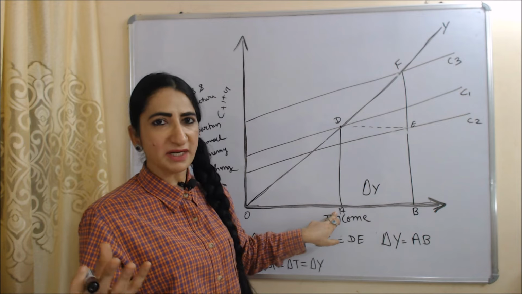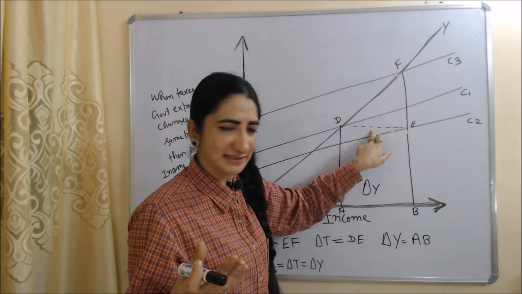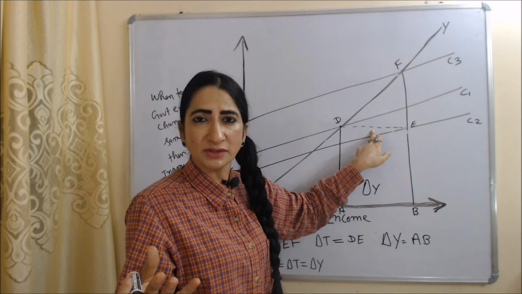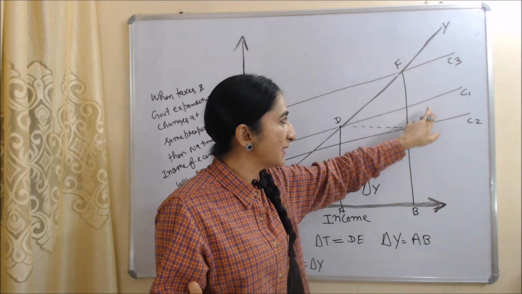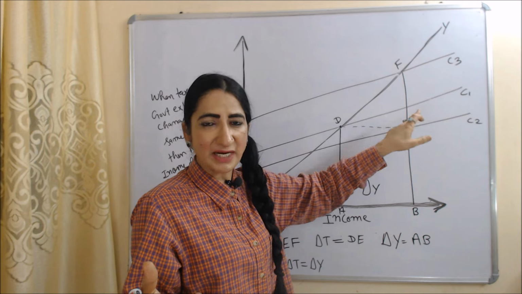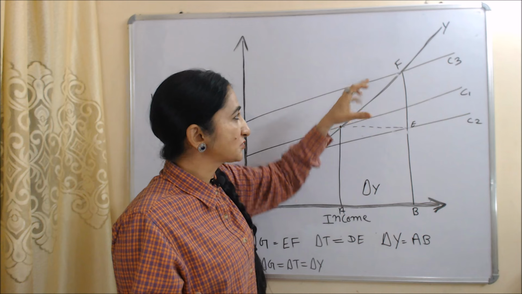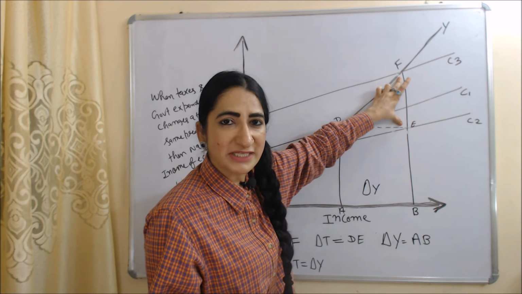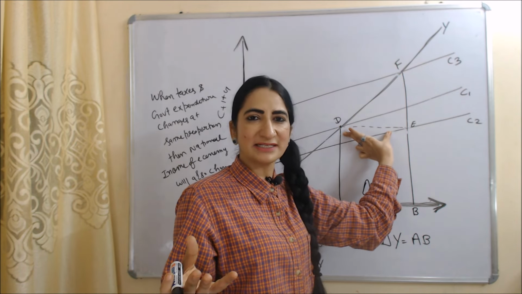Now suppose government impose tax equal to DE. DE is change in taxes. As government impose taxes, income reduce, consumption will also reduce. That's why consumption curve will shift backward from C1 to C2. In case of balanced budget multiplier, government equally increase expenditure as it impose taxes. That's why government will increase expenditure equal to EF. EF will be called change in government expenditure, that is equal to DE, which is called change in taxes.